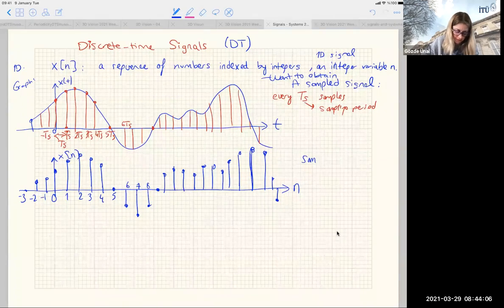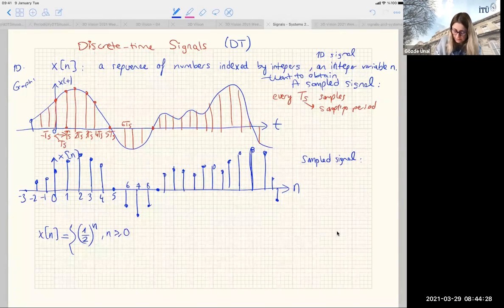For a generic signal like this, I can write it or show it pictorially like this. I can also have a functional representation. For instance, if the signal was something like this, let's just give an example. I can have discrete time signals like this. It's an exponential discrete time signal. Here it's a decreasing one.